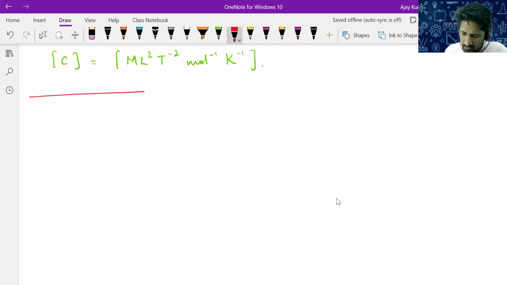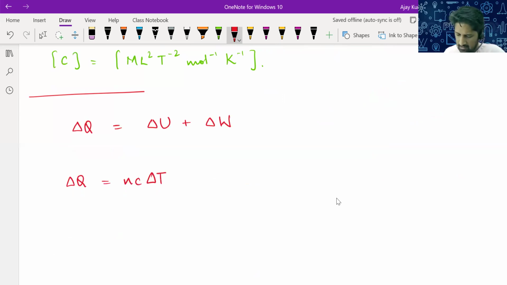So the three basic terms that you see in the first law of thermodynamics: delta Q is delta U plus delta W. This is how they are basically related. And delta Q can be written as nC delta T. Delta U can be calculated as f by 2 nR delta T. I'll have to keep a star here because this formula for change in internal energy is valid only if the degrees of freedom and the number of moles do not change.